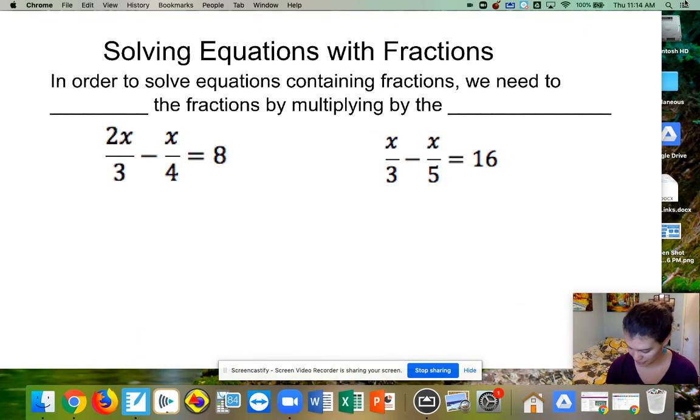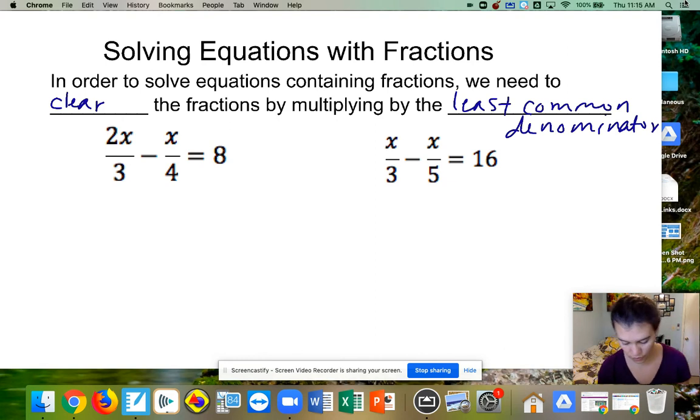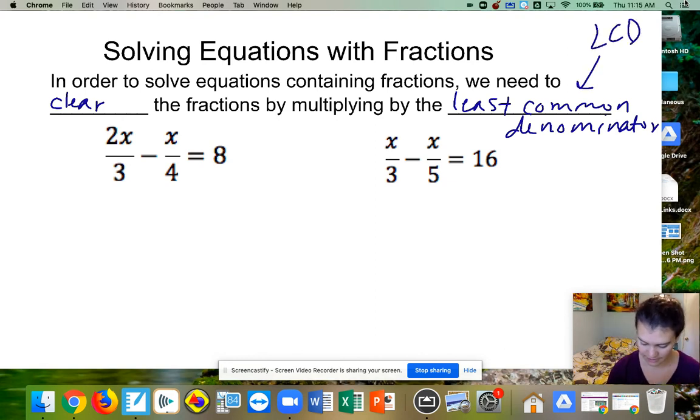Last type, so we're solving with fractions. Here, in order to solve equations containing fractions, you need to clear the fractions, or get rid of them, by multiplying by the least common denominator. You could also go back and find a common denominator and add like we did before, but this is a little easier. Denominator. Or this could be your LCD.